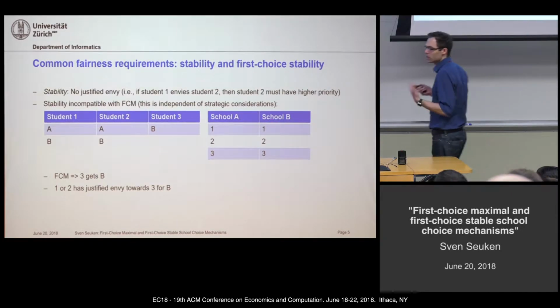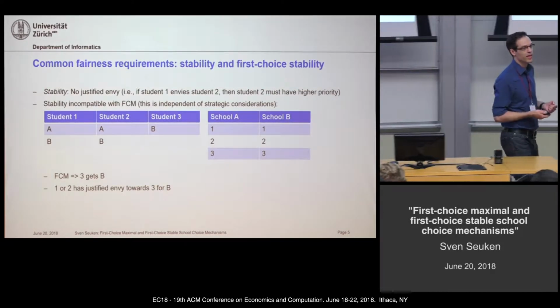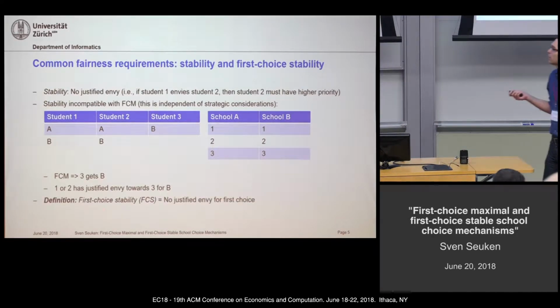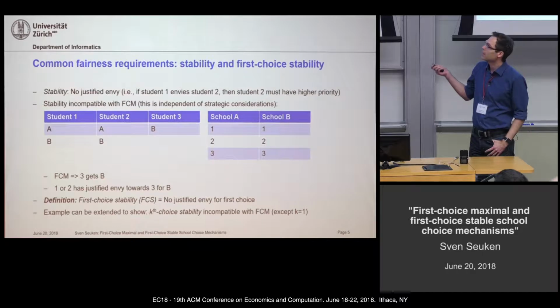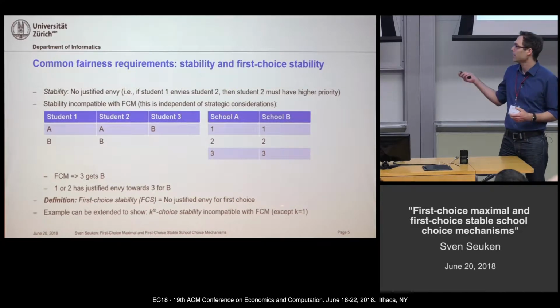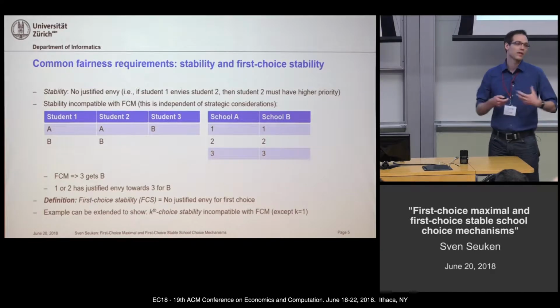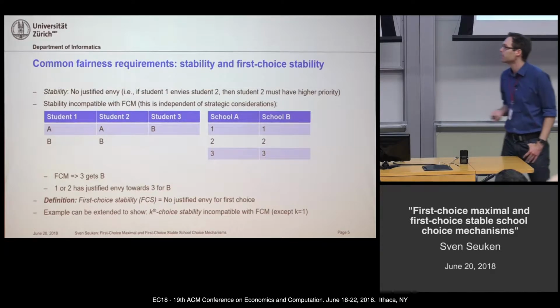So given that we can't have stability if we want first choice maximality, we're going to relax this fairness concept, and we're going to define what we call first choice stability, which means that the students cannot have justified envy for their first choice. You can extend this kth choice stability concept in a natural way, but you can extend this example to show that any kth choice stability is incompatible with first choice maximality except for k equal 1. So this is kind of the strongest kth choice stability concept that is still compatible with first choice maximality.